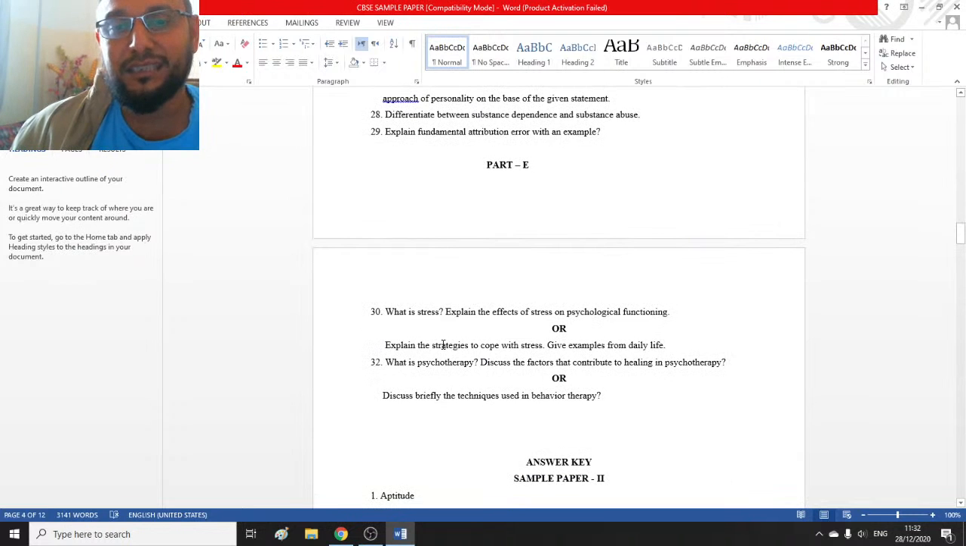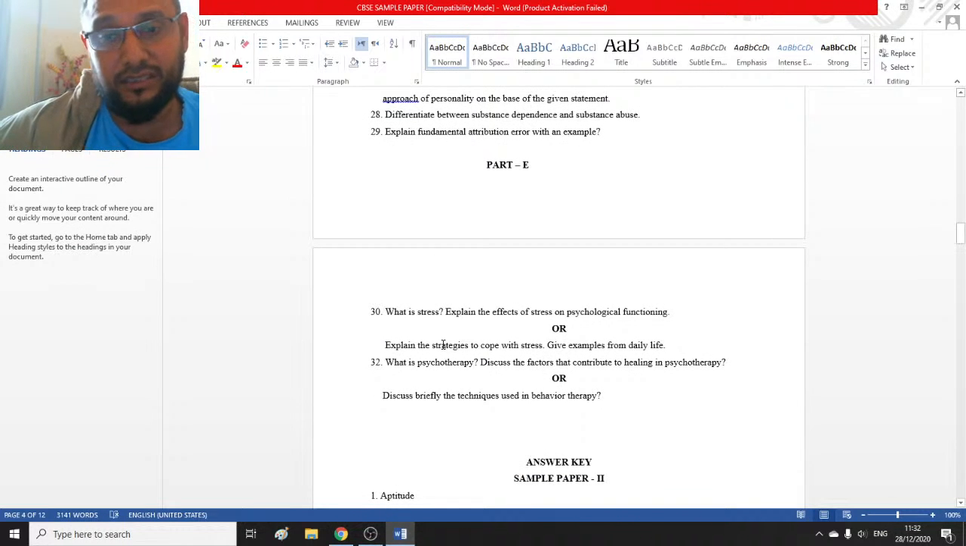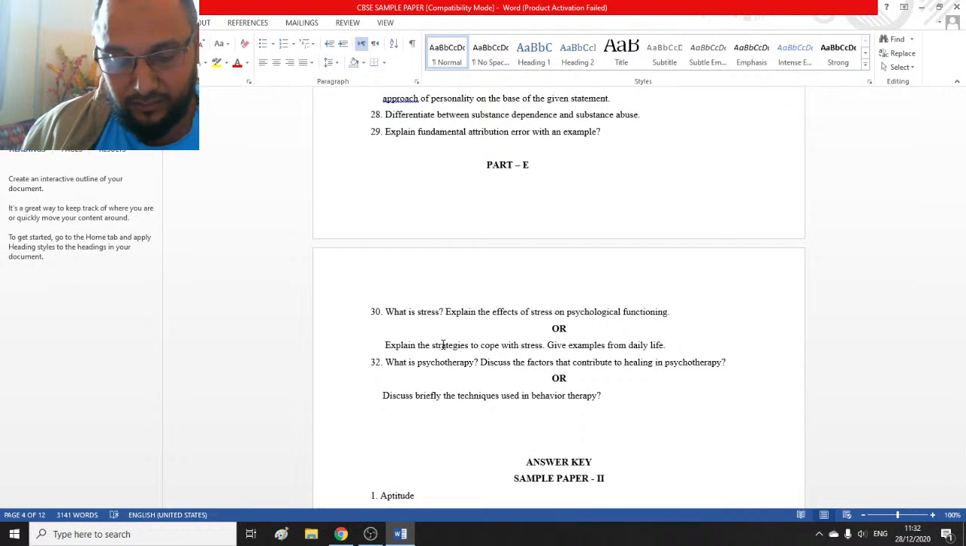Now, what is stress? Explain the effects of stress on psychological functioning. You see here, what is stress and how is stress affecting? Stress is a silent killer. The word stress is derived from strictus, a Latin word, you have to mention. And psychological functioning, how stress is affecting our psychological functioning, like faulty decisions at work, cognitions, irrational thinking, all these areas you need to explain in detail. The answer key is there down.